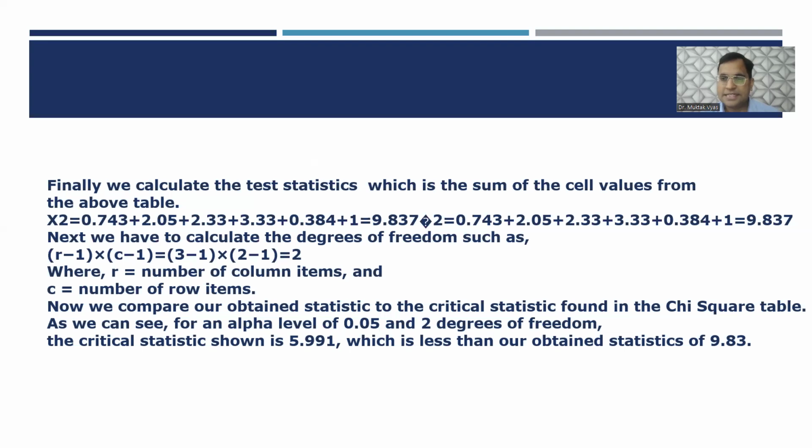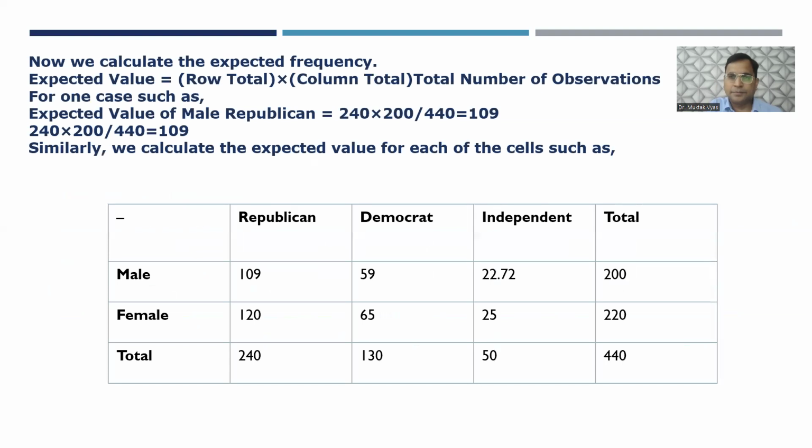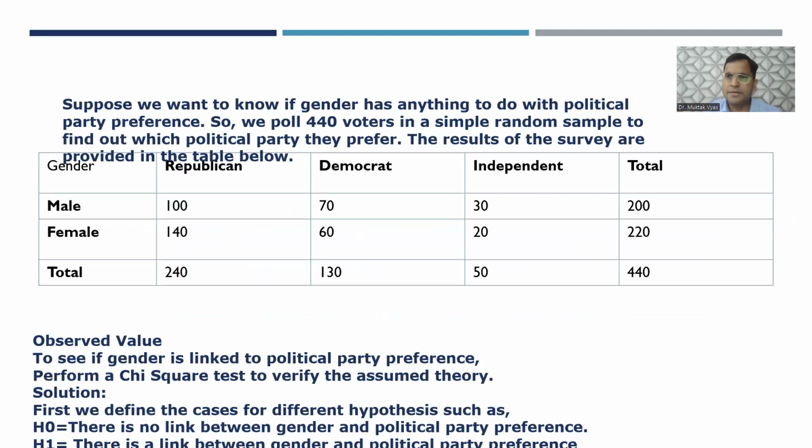Now we can compare our obtained statistic with this. As we can see, for an alpha level of 0.05 and 2 degrees of freedom, if your significance level is 5%, the chi-square table value is 5.991, which is less than the calculated value. So we come to the conclusion that the null hypothesis will be rejected. There is a link between the gender and political party preference. So we can say there is a connection between the gender, male, female, and their political party preference.